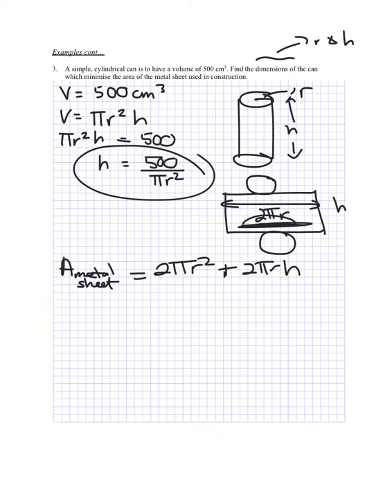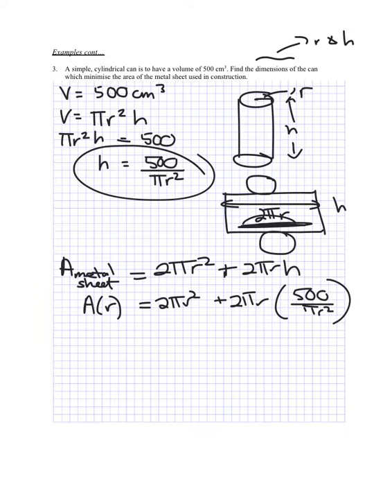Alright, if we substitute in those values, we will get that the area in terms of r is, and now I'm going to write it all in terms of r, so I'm going to get rid of my h, 2 pi r squared plus 2 pi r times by height, and height is 500 over pi r squared.